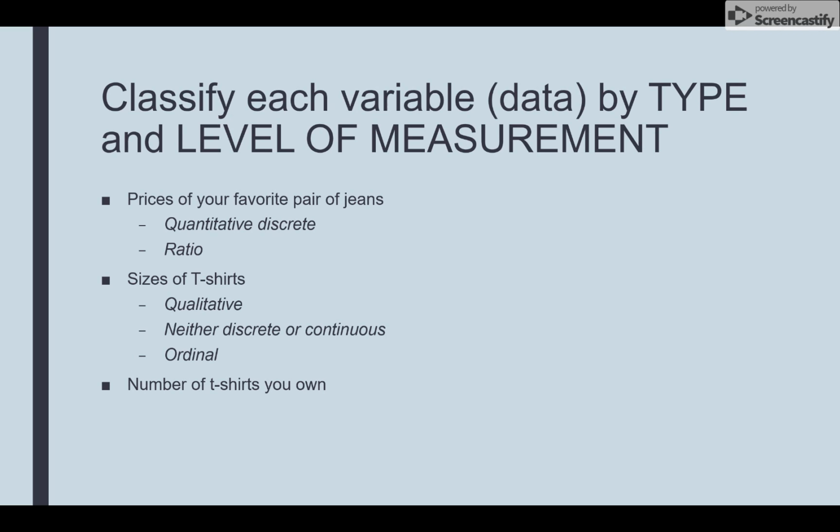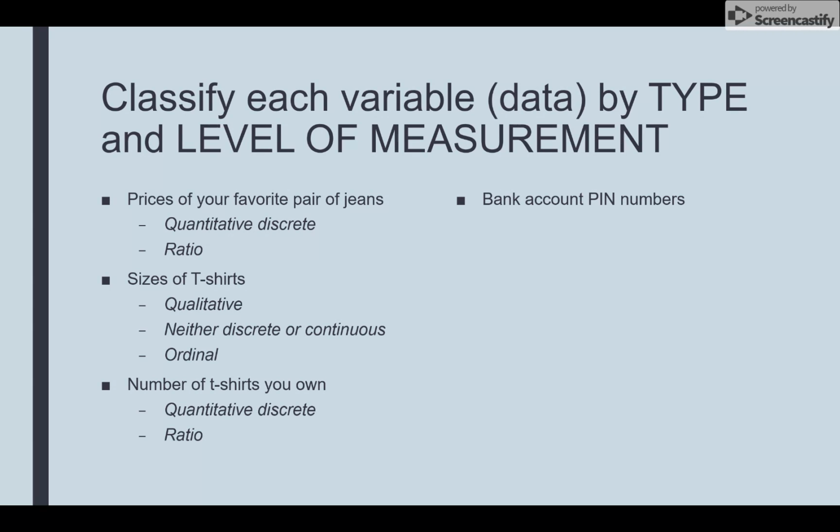The number of t-shirts you own. Again, the phrase "number of" jumps out at me, which makes me think quantitative. I would count the number of shirts that I have, so that would be discrete. So it's quantitative, discrete, which means it's either going to be interval or ratio. Thinking about what 0 means, if I say I have 0 t-shirts, means I have none, which would be ratio.